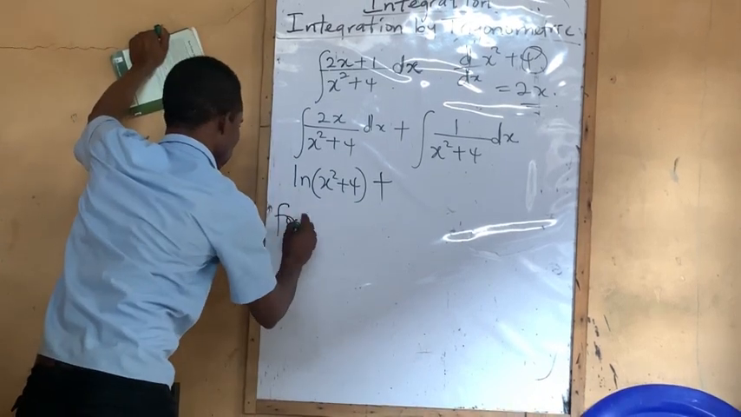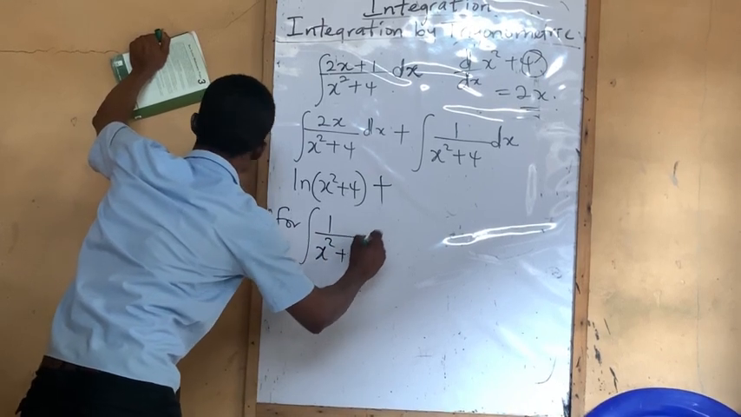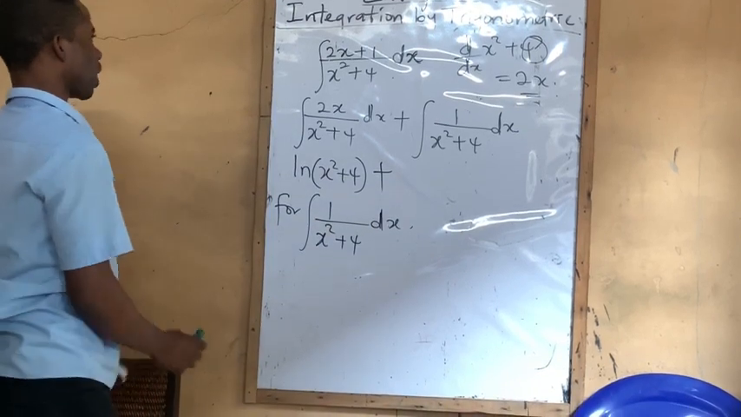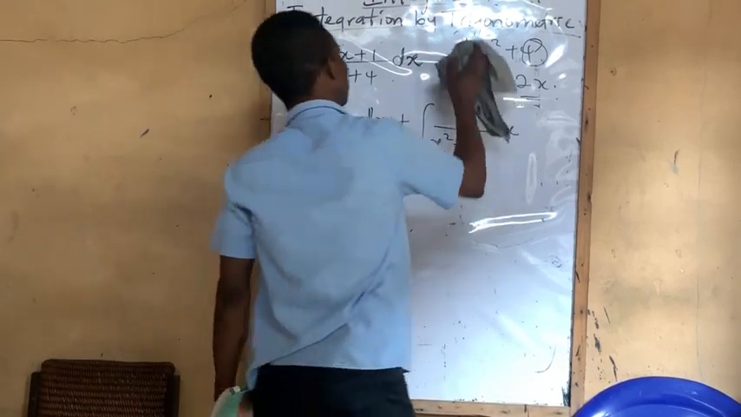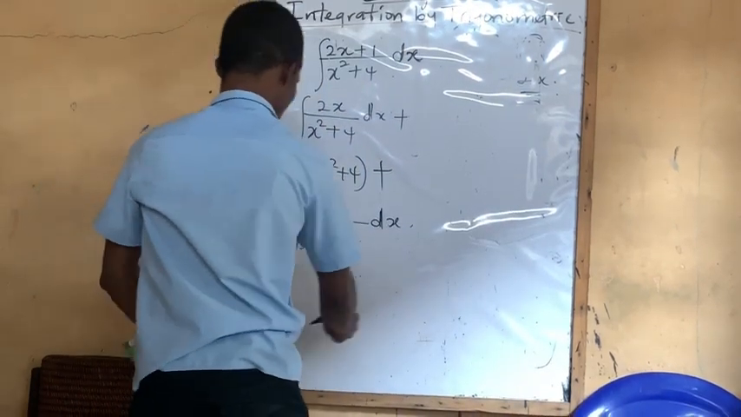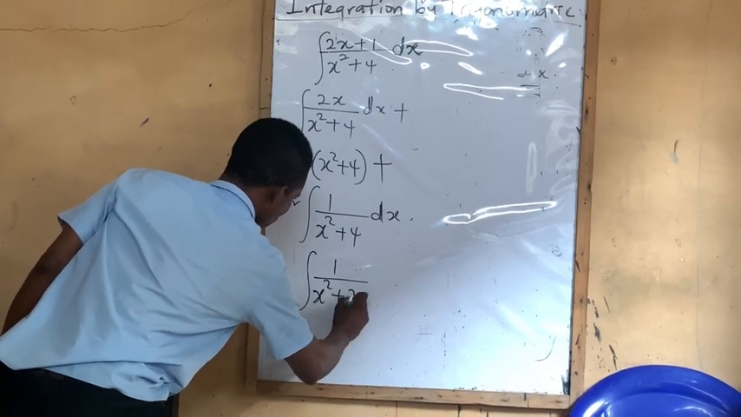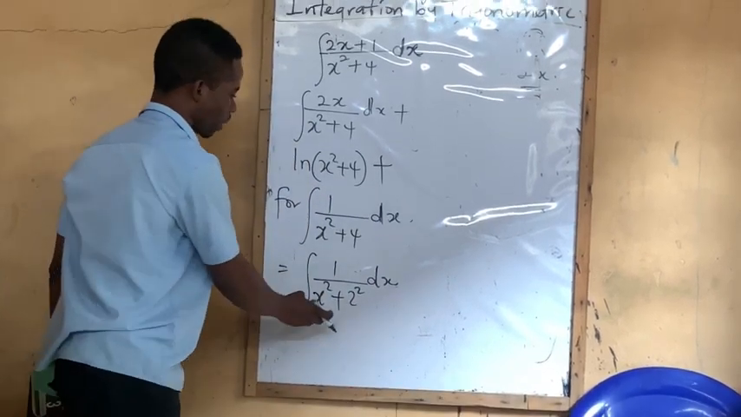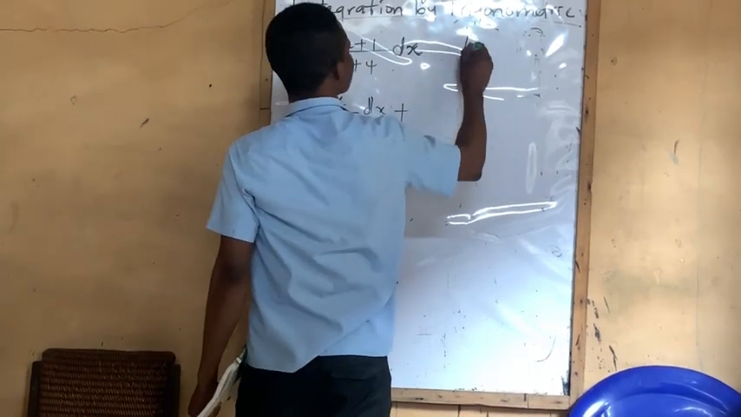For the integral of 1 all over x squared plus 4 dx, we can now draw our triangle for that. We can rewrite it as integral of 1 all over x squared plus 2 squared dx. And you have known that this will fall into hypotenuse, so we are going to use tan. We are used to that before.